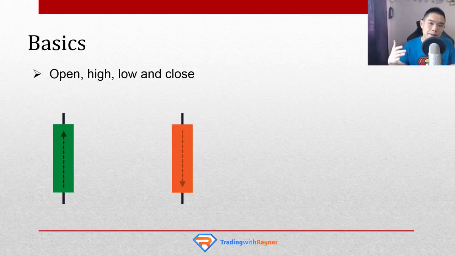What a green candle means is that the price has closed higher for the time period. The opening price is always here for a green candle. This is the opening price. This is the closing price. This is where the price has closed within the time period.